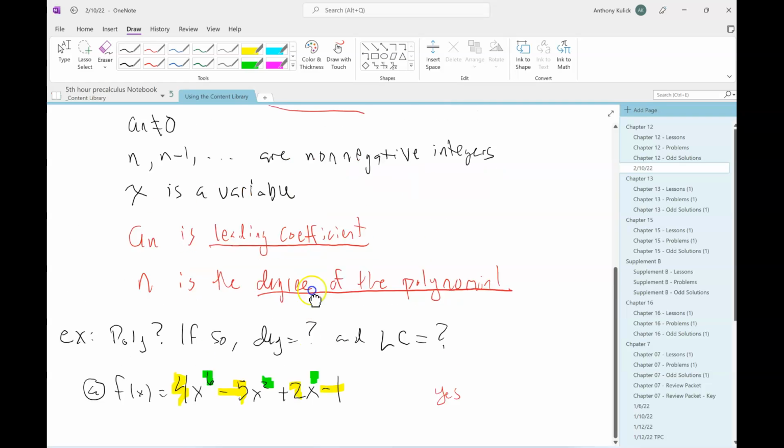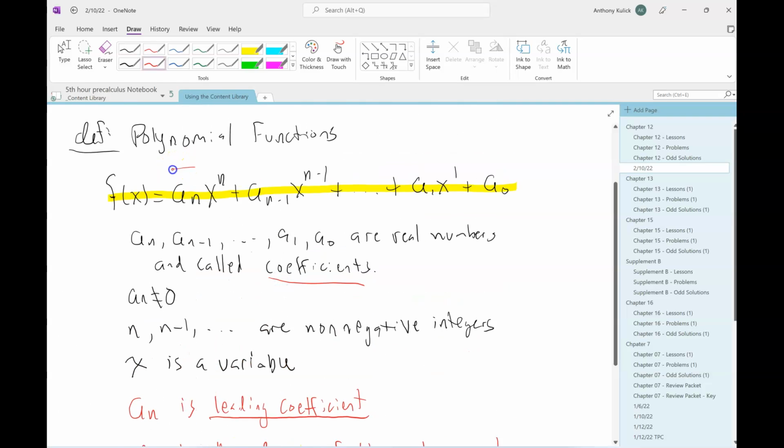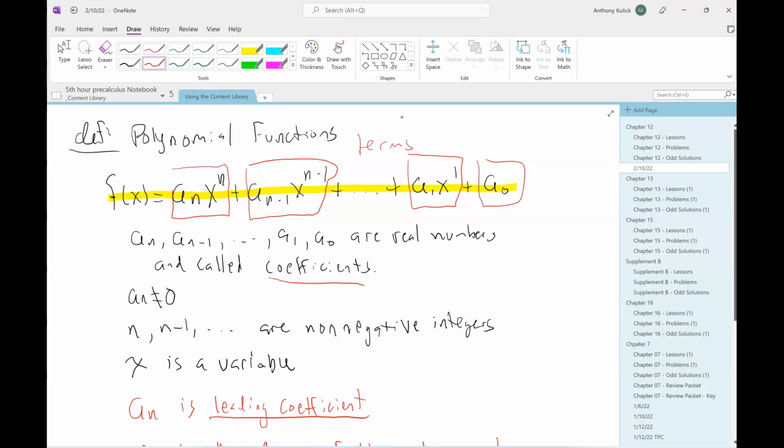And I guess that's worth stating, like if we go back up here, each one of these guys are called a term of the polynomial. Probably worth stating that. Each one of those would be a term.